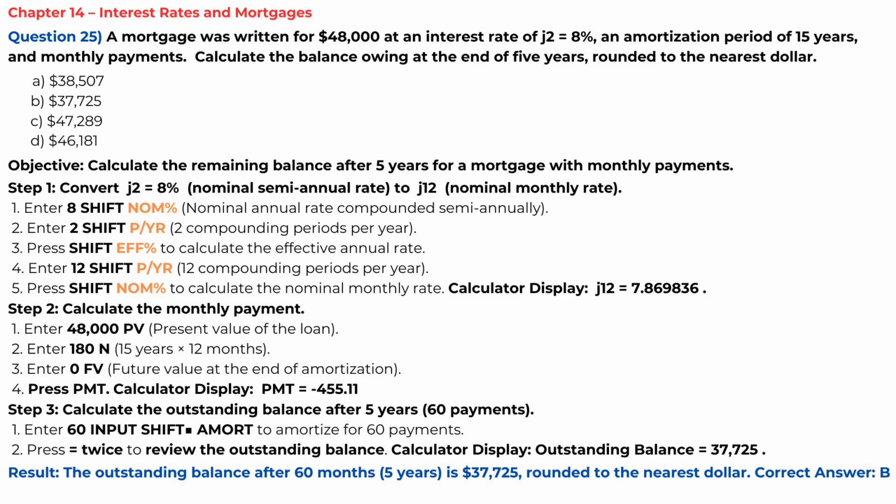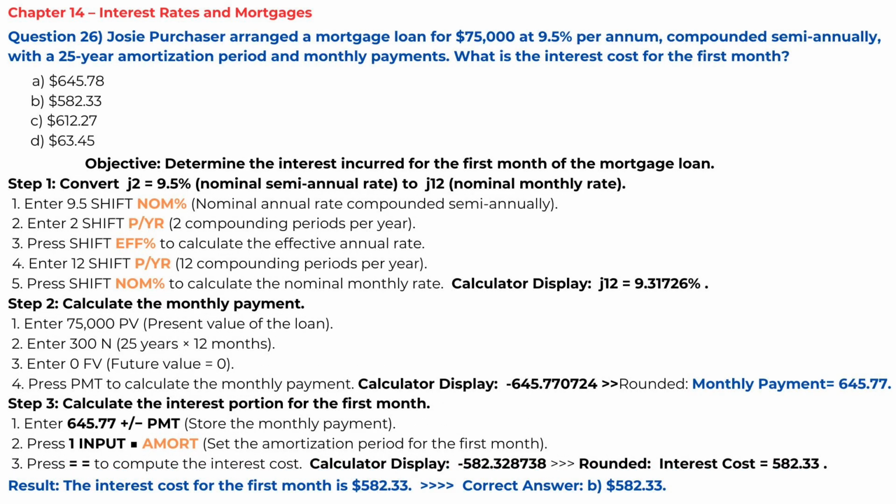Step 3. Calculate the outstanding balance after 5 years, 60 payments. Enter 60 input, shift amort to amortize for 60 payments. Press equal sign twice to review the outstanding balance. Calculator display: outstanding balance equals 37,725. Result. The outstanding balance after 60 months, 5 years, is $37,725, rounded to the nearest dollar. Correct answer B.